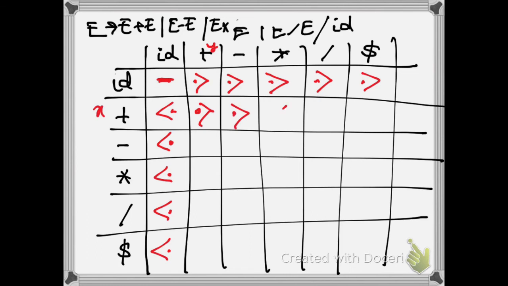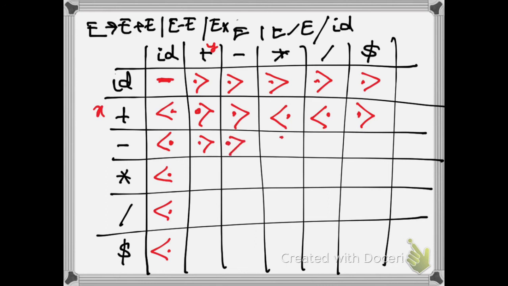But plus and multiply, multiply has higher precedence, so plus is less than multiply. Remember, we are looking at it from the x, comma, y pair. So x is on the left side, y is on the right side. We are comparing whether the precedence of x is greater than the precedence of y. Here, the precedence of plus is less than the precedence of multiply. Same here. But dollar has the lowest precedence, so plus is greater than dollar.